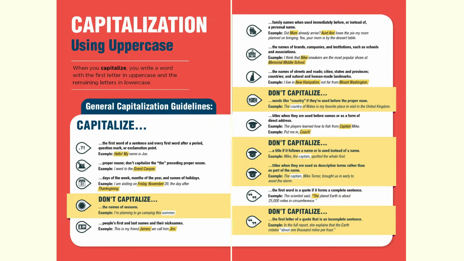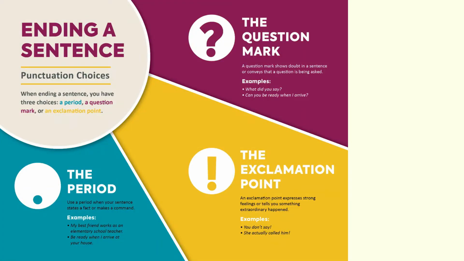Capitalization, using uppercase. When you capitalize, you write a word with the first letter in uppercase and the remaining letters in lowercase. Ending a sentence. When ending a sentence, you have 3 choices: a period, a question mark, or an exclamation point. Use a period when your sentence states a fact or makes a command.